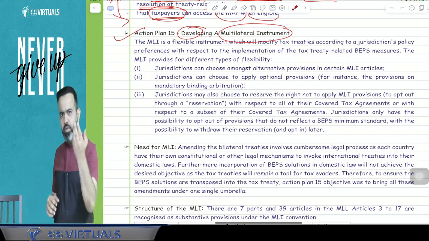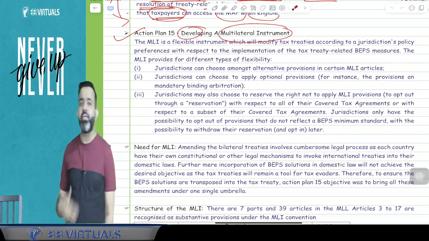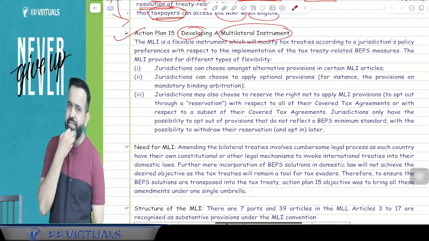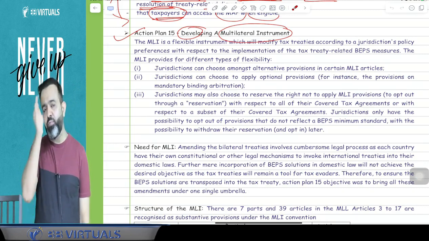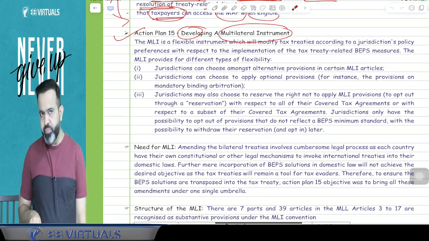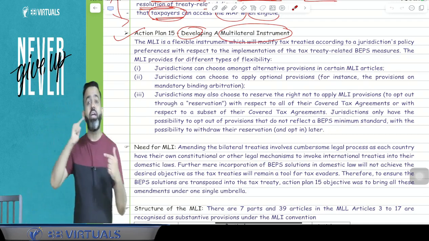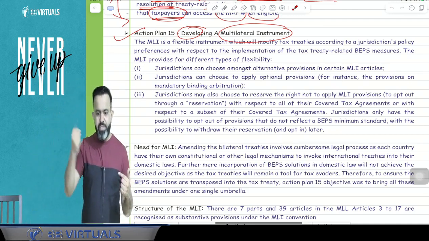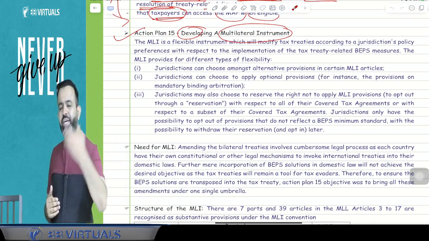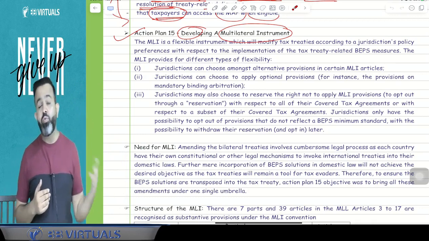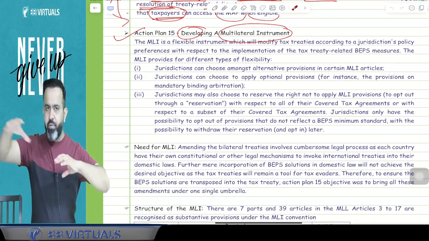Now, guys, what happened? Suppose India has agreements with 100 countries. So if we want to implement the BEPS, then obviously we have to change the 100 DTAAs. India has an agreement with Singapore, with, suppose, the UK, USA, Canada, France. So we have to change all the agreements. So India will change the 100 agreements.